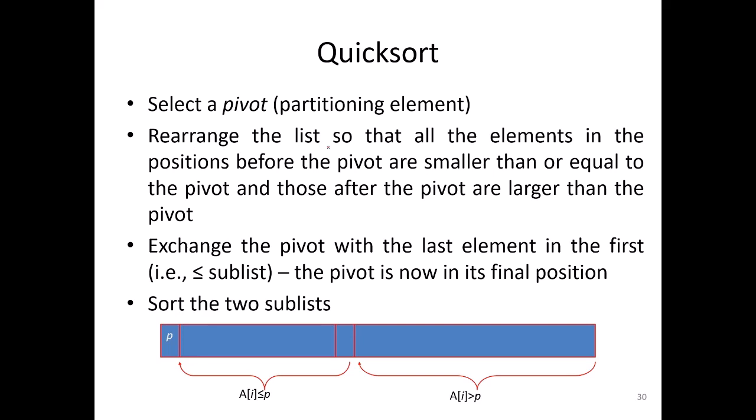We rearrange the list so that all the elements in the positions before the pivot are smaller than or equal to the pivot, and those after the pivot are larger than the pivot element. That is, we rearrange the list such that all the elements which are less than or equal to the pivot are placed on the left side, and all the elements which are greater than the pivot are placed on the right side. Like this, we have a pivot now. Just compare it with the elements which are available in the list, and also the elements in the remaining list.